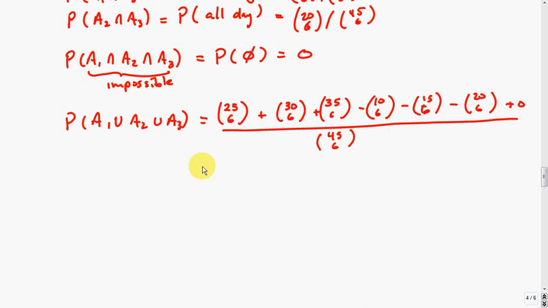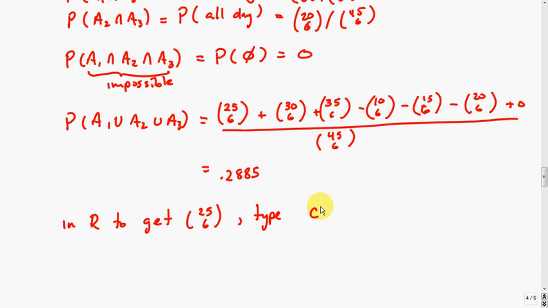And that works out to be 0.2885. This might be a good time to mention that you can do these calculations in R as well as on your calculator. So in R, to get 25 choose 6, type choose(25, 6). So you can use R to do these calculations if you'd like.